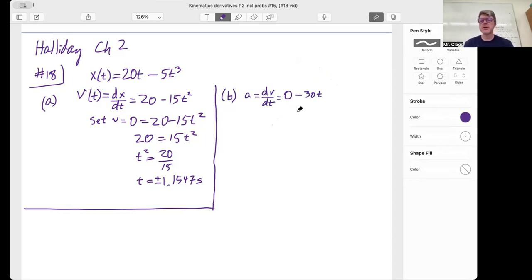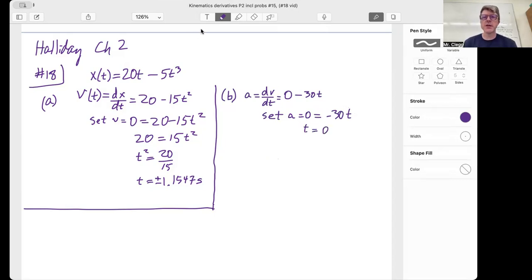Is there a time when the acceleration is 0? And it looks like the acceleration is 0. If you wanted to look at it graphically, it would be right at the origin, so right at time 0, the acceleration would be 0. If we wanted to do it algebraically, set a equals 0, that's equal to negative 30t. So then t would equal 0, and that gives us a solution.